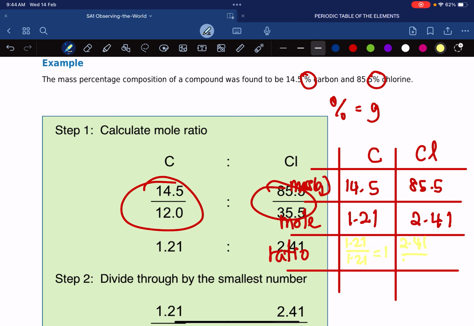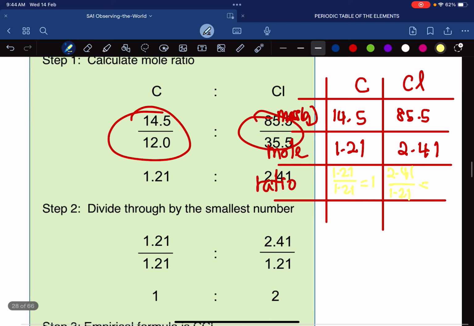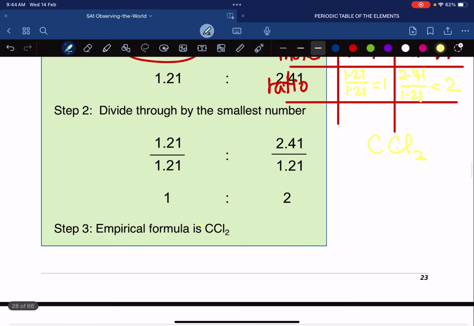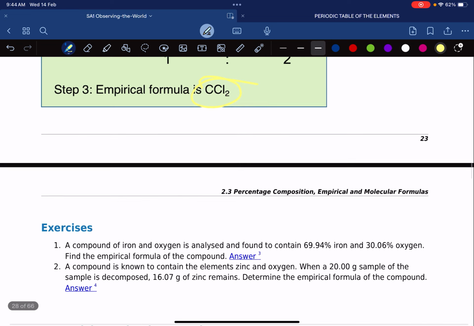2.41 divided by 1.21 will be 2. So the ratio of carbon to chlorine is 1:2. So that's the ratio we get, and we already have the empirical formula here.